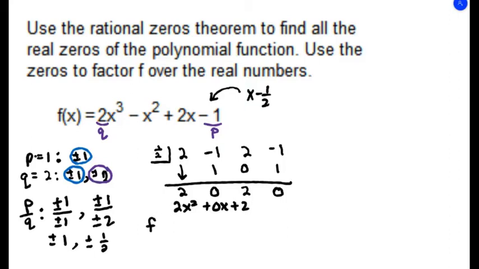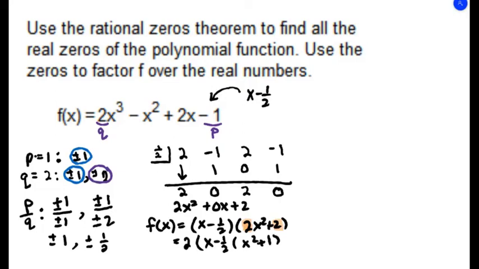And I know I can write my polynomial in factored form: x minus 1/2 times 2x squared plus 2. I can factor this polynomial a little bit more. Both of these have a 2 in common, so I can factor that 2 out. And that would leave me with x squared plus 1. And we don't really like to write these fractions in here, so I'm going to distribute this 2. And that would give me 2x minus 1 times x squared plus 1.